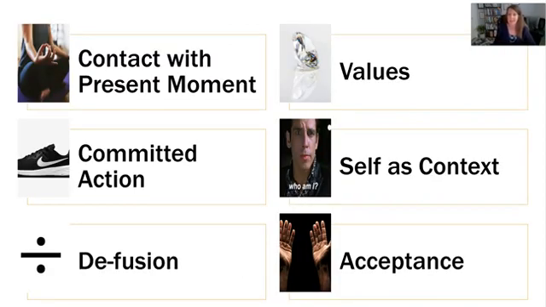Here's my summary with little images to help remember some of these. Contact with the present moment, committed action, just do it, right? Diffusion, dividing yourself and values. What do you value in life? What's most precious and important? Self as context. Who am I, as Zoolander would say? And acceptance, having open hands about what life gives you.